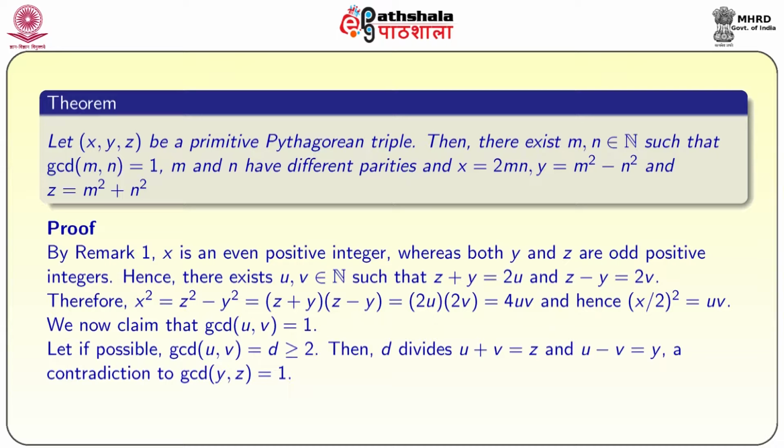Then d divides both u and v, so d divides u plus v, that is z, and also d divides u minus v, that is y. So, d divides both y and z, but x, y, z is a primitive Pythagoras triple, so the GCD of y, z is 1. So, d has to divide 1, which is a contradiction for d greater than or equal to 2, or equivalently GCD of u, v should be equal to 1.